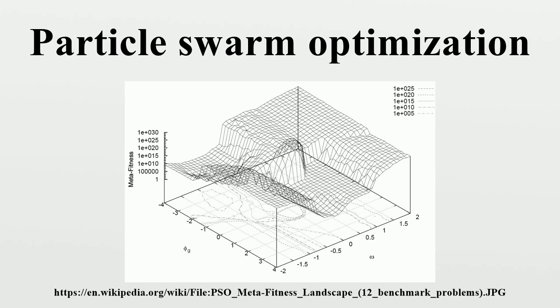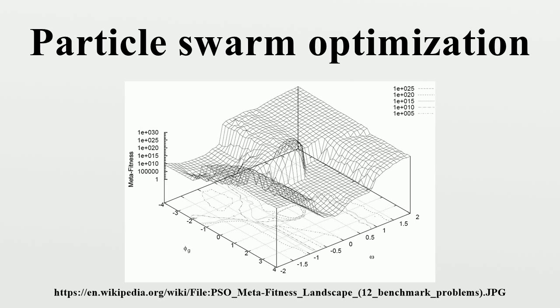PSO is a meta-heuristic as it makes few or no assumptions about the problem being optimized and can search very large spaces of candidate solutions. However, meta-heuristics such as PSO do not guarantee an optimal solution is ever found. More specifically, PSO does not use the gradient of the problem being optimized, which means PSO does not require that the optimization problem be differentiable, as is required by classic optimization methods such as gradient descent and quasi-Newton methods.